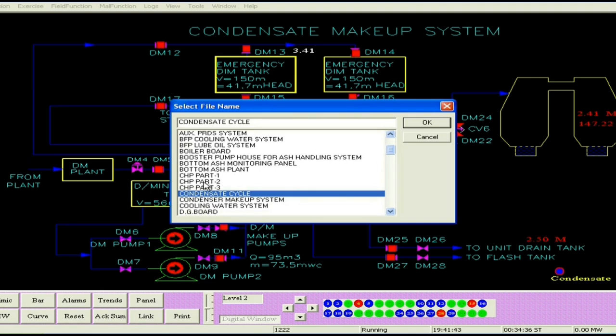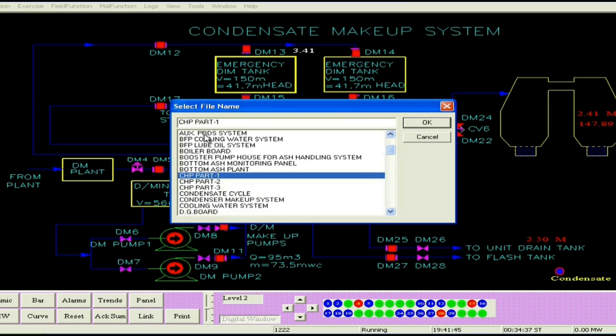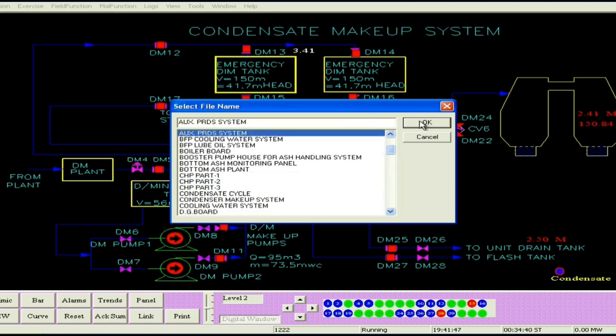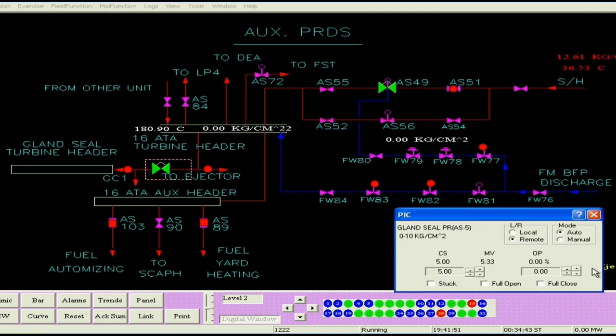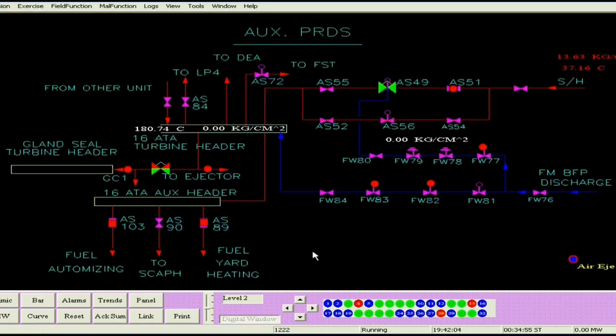We go to the auxiliary PRDS also. Here also we see whether the AS5 valve is on auto or not. It is on auto and maintaining a 5 kg per square centimeter pressure. You can open it slightly and then again put it on auto. It will again close and maintain, because the steam supply is very less. So it is showing closed position, but the valve is on auto.